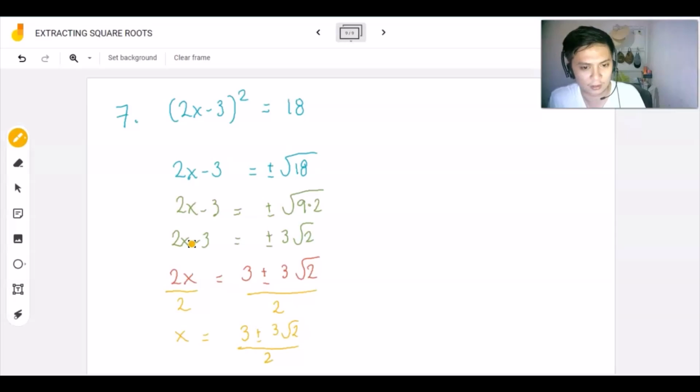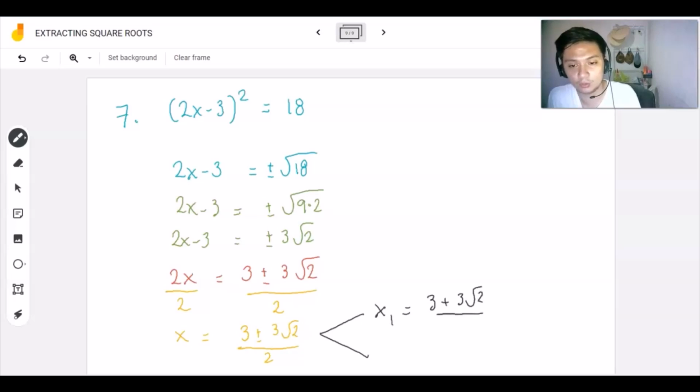So, this is what we can call an algebraic fraction. Yan. So, kasi may radical part din siya sa numerator niya. Okay. So, we can also write the roots this way. So, we have x sub 1 is equal to 3 plus 3 square root of 2 all over 2. And then x sub 2 is equal to 3 minus 3 square root of 2 all over 2.